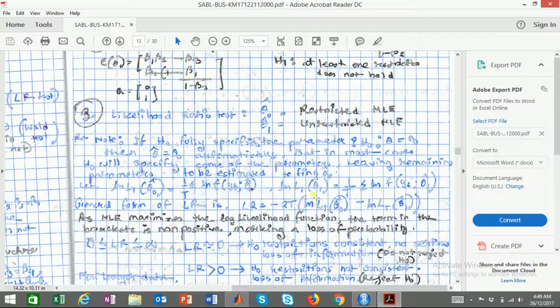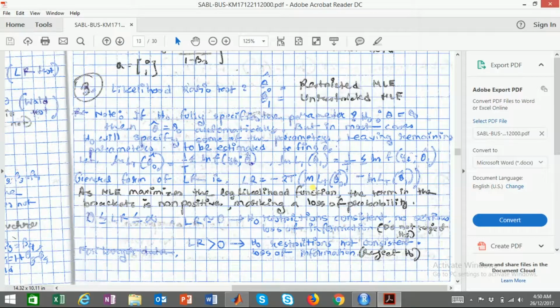No, I'm saying it the other way around. The likelihood ratio test is minus 2T multiplied by the log likelihood function of theta naught, which is the restricted maximum likelihood estimator, minus the unrestricted maximum likelihood estimator from the log likelihood function. So basically, the value of the log likelihood function of the restricted maximum likelihood estimator minus the unrestricted one. The difference multiplied by minus 2T is the likelihood ratio test.